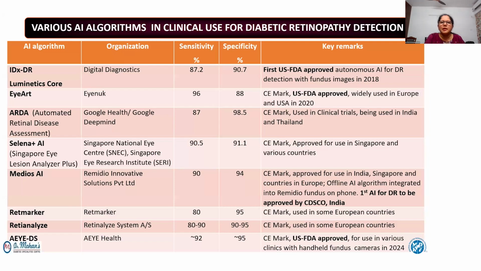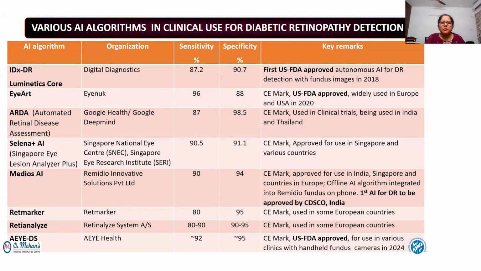We have the Google ARDA, which is being used in India and in Thailand. It's a CE mark device. The SELENA, which was developed in Singapore, detects not only DR but also ARMD as well as glaucoma. We also have the Medios AI, which is also being used in India and in Europe. The main advantage is that it is an offline AI, in the sense that even in the absence of internet, the AI works. And now Medios AI is the first AI to get approval from the CDSCO, the approving authority in India, for DR detection. That is the first thing that has happened in 2024, very recently.